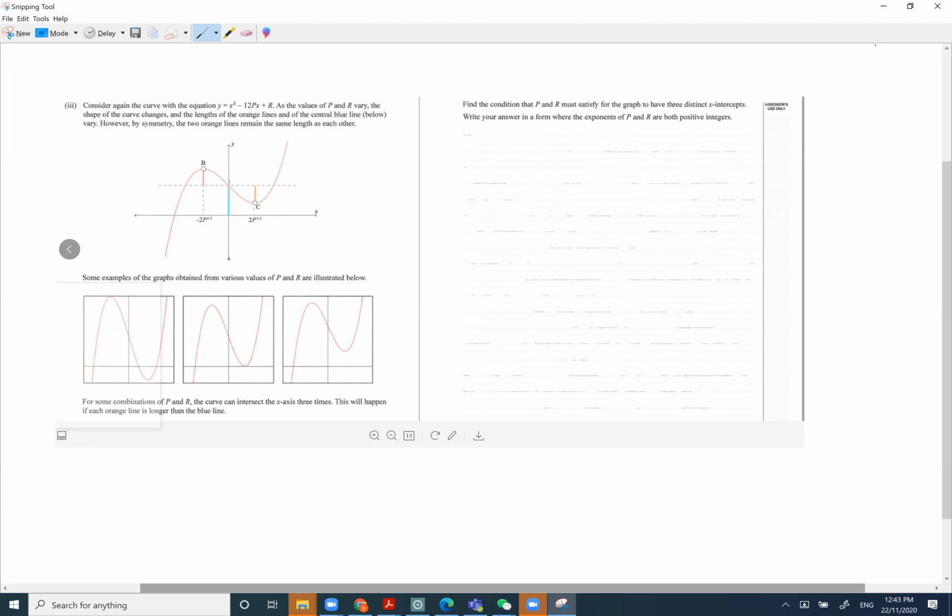First, you need to find the blue line. For the blue line, it's called the y-intercept. If x equals 0, y equals r. So the blue line is just r.